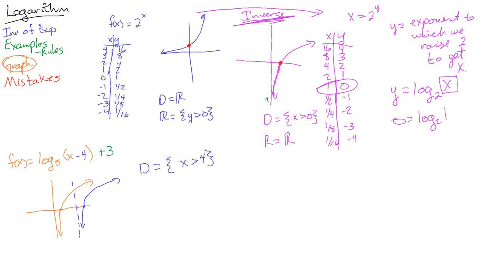So there's how you do the domain. If you'd like to do it in slow motion, you say x minus 4 is greater than 0. Whatever's inside the log has to be bigger than 0, and then you solve it and it gives you your domain. The range is still all real numbers. I wrote that backwards. But then we're going to add 3.